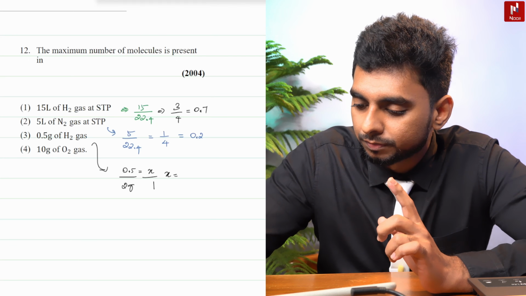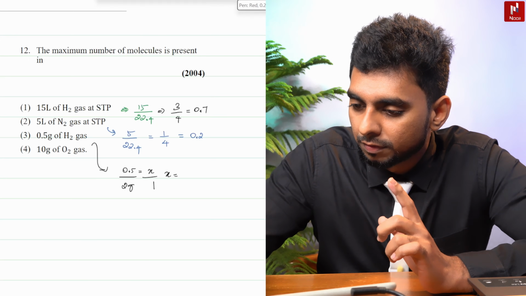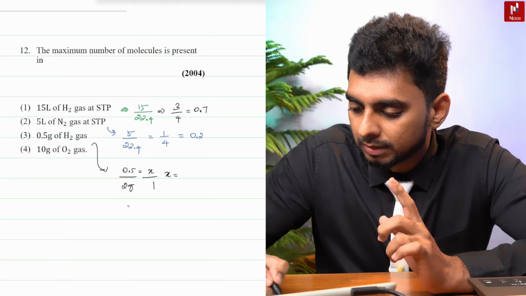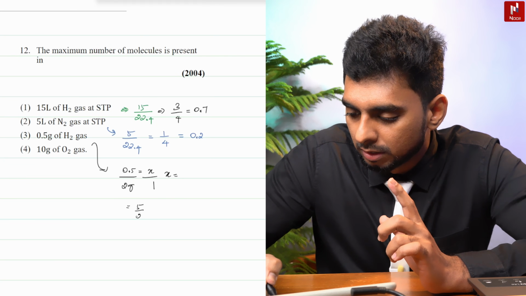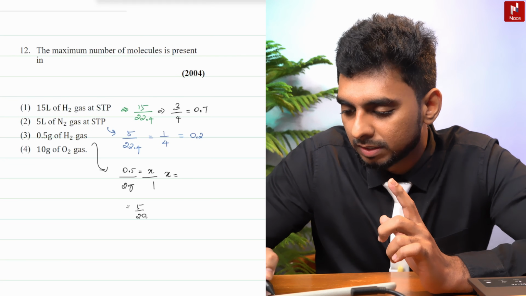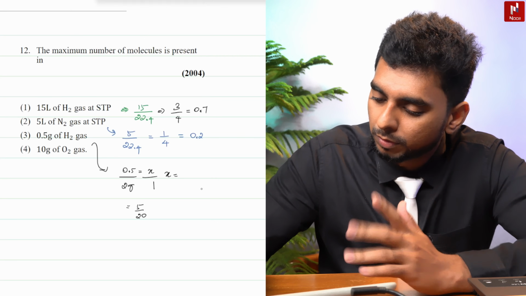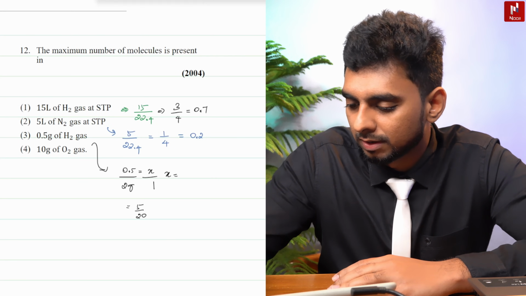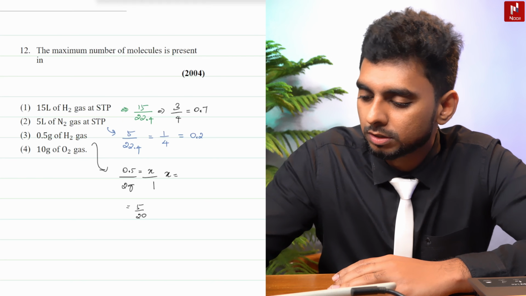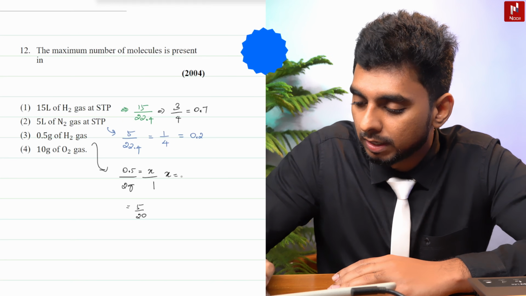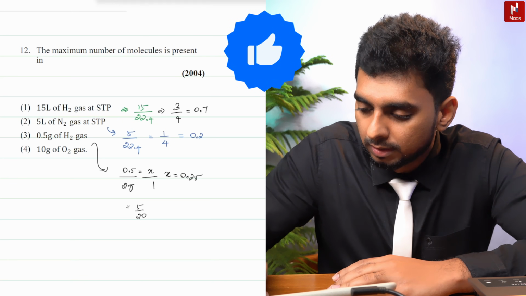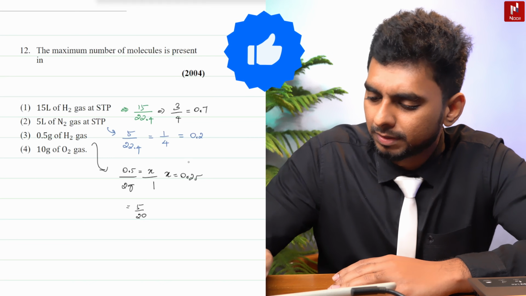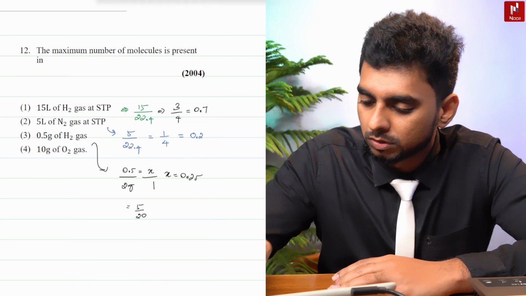That should give you something like this, right? 5 divided by 20, isn't it? 5 divided by 20, that will again be equal to 0.25. That will give you 1 divided by 4. Yes, so it should be 0.25. Therefore X over here is 0.25. So these two are closely matched.